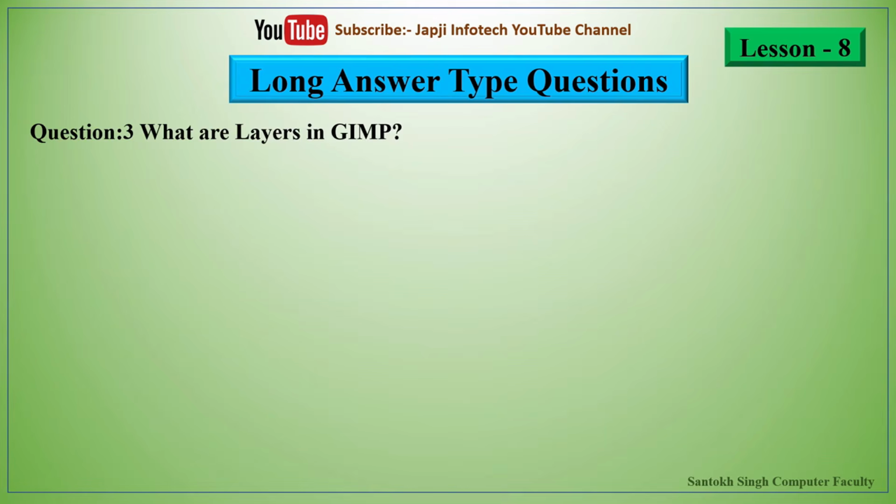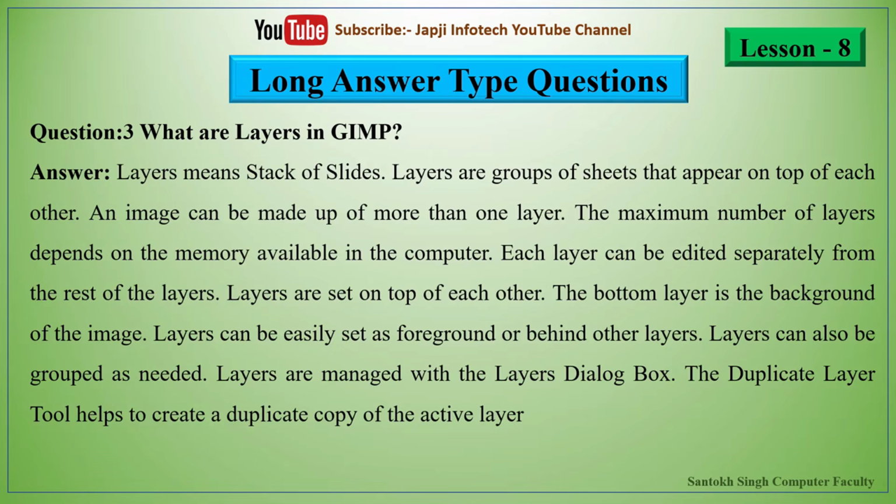And the third question is, what are layers in GIMP? Layer means a stack of slides. Layers are a group of sheets that appear on top of each other.